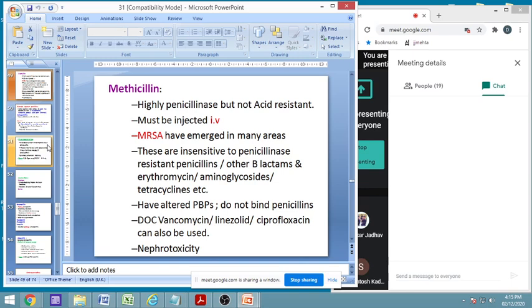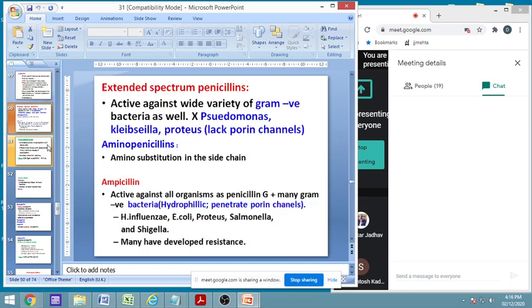MRSA has emerged, that is multi-resistant. Various strains are there, so it has emerged in many areas. They are insensitive to penicillin as well as the penicillinase-resistant penicillins, other beta-lactams, and erythromycin, aminoglycosides, tetracyclines. They have altered penicillin binding proteins, which are different, so they do not bind penicillin. Then they can be used in combination with vancomycin, linezolid, ciprofloxacin, etc. But they can cause nephrotoxicity. This is the biggest problem.